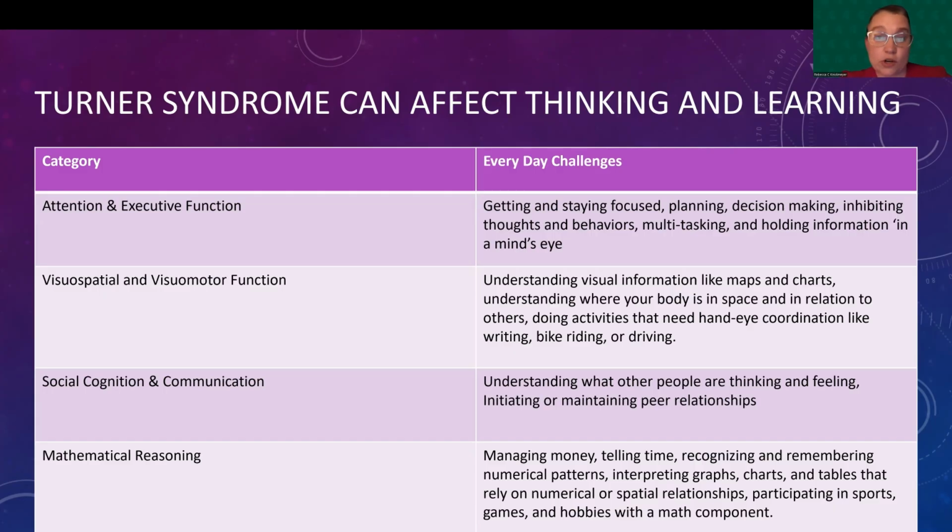Some women and girls report issues with visual spatial and visual motor functions. What this looks like would be difficulty understanding things like maps and charts that rely on visual information, trouble understanding where your body is in space and in relation to others, as well as trouble doing activities that need hand-eye coordination, like bike riding or driving.